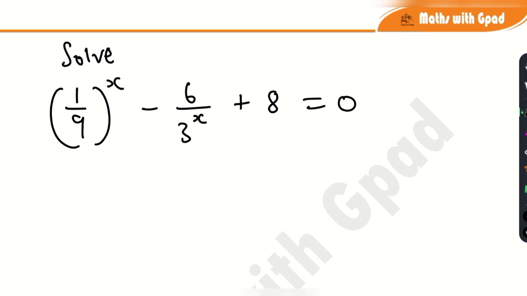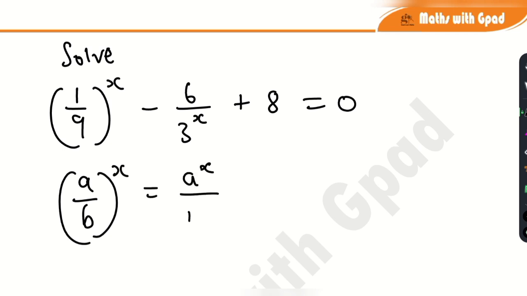So what I have here is (1/9)^x minus 6 over 3^x plus 8 is equal to 0. So what I will do first, let me distribute this x to 1 and to 9, because of course if you have a over b, from one of the laws of indices, this is equal to a^x over b^x.